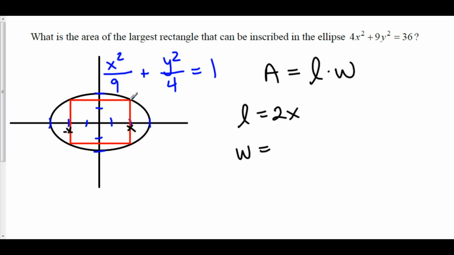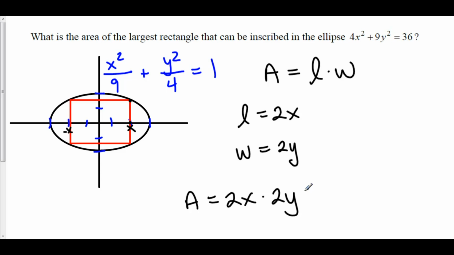Now, the function value y of this ellipse goes from the x-axis up to where the ellipse point is. That is the length of this line right here. It's the y value of this ellipse. However, we want 2 times that. So this is going to be 2 times the y value of the ellipse. So the area of our rectangle is equal to L, which is 2x, times W, which is 2y.